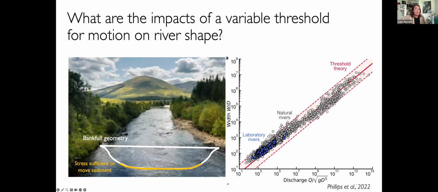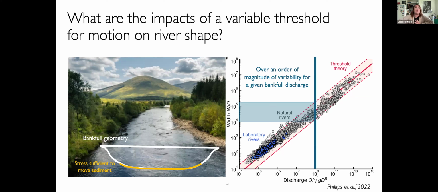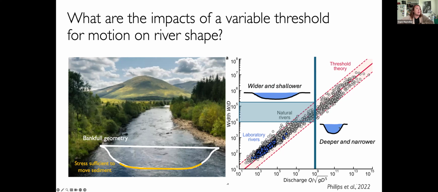And so now the question is, what are the impacts of that variability in the threshold for motion on bankfull river width? For example, we can choose a constant discharge or a constant condition on our scaling plot here. And we find that there's over an order of magnitude of variability in channel width for that given bankfull discharge. We can think about that as if we're sitting below the central tendency of this data cloud, we're deeper and narrower than our average for this flow condition. And if we're sitting up here, we're wider and shallower than average for our flow condition.